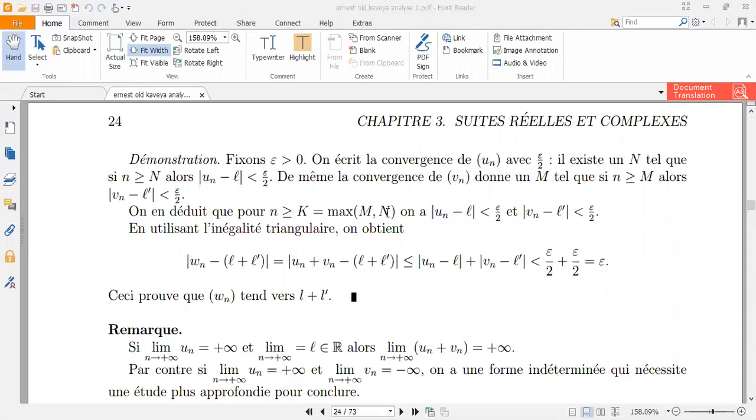And then just like the other one, we already looked at this here. It was defined here after we had deduced about the n and the m. We found these equations here: the modulus of Un minus l should be less than epsilon over 2. Just like Vn here, Vn minus l prime should be less than epsilon over 2. So we found this.